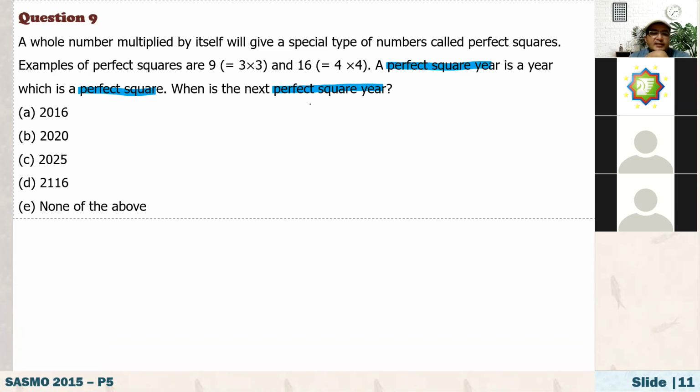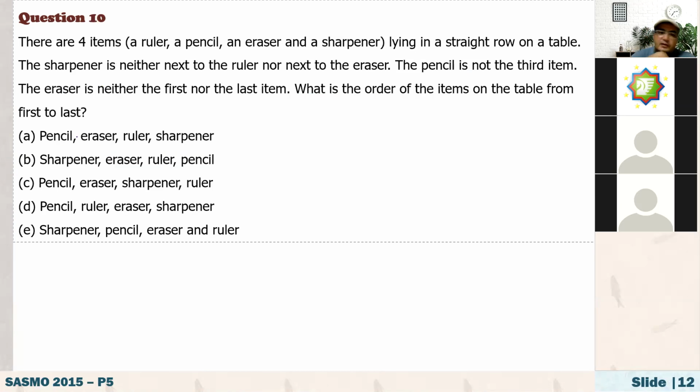So it says when is the next perfect square year, right? So 2025 is 45 squared, 45 times 45. So that's a perfect square. Here, the next year is 2025. Very good. Let's move to the next question.